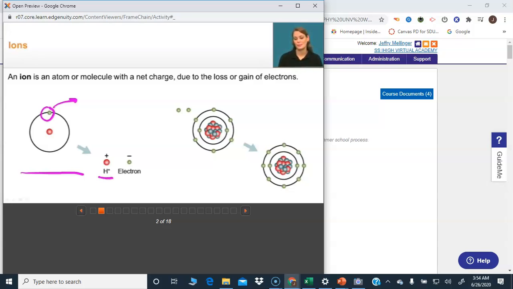The second example is oxygen. It has 2 electrons on the first shell, making it stable, and 6 electrons in the second shell. But the second shell can hold 8, so oxygen tends to grab 2 extra electrons from somewhere. When it does, it becomes a negatively charged ion, because now it has 10 electrons, but only 8 protons.